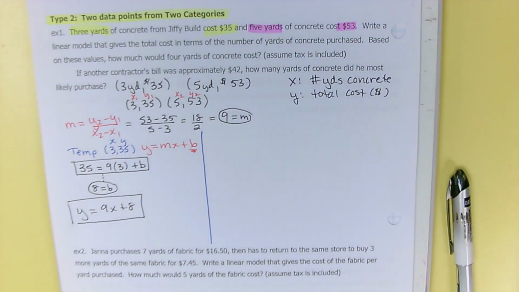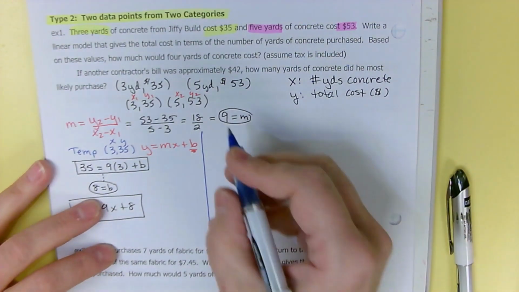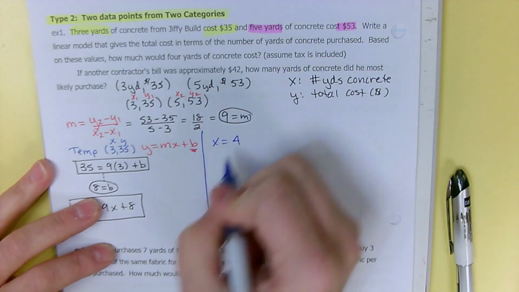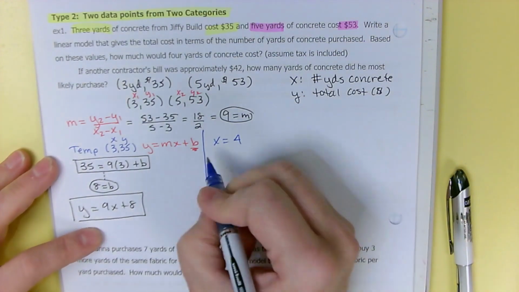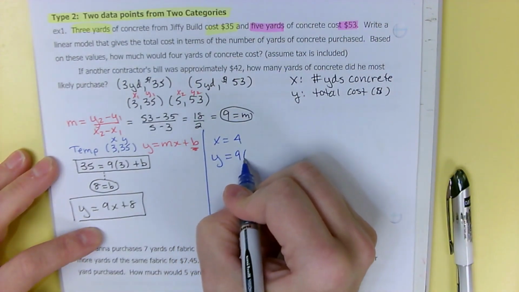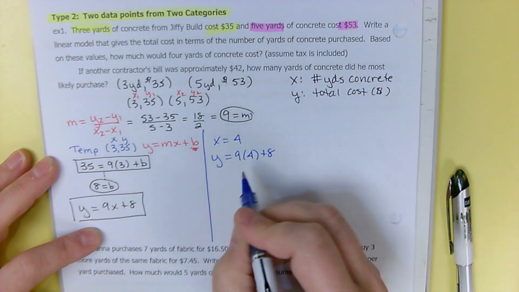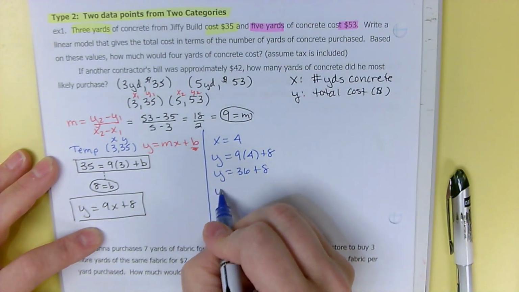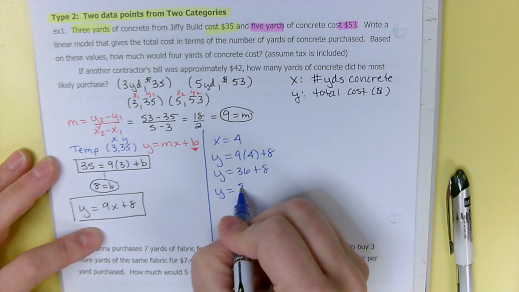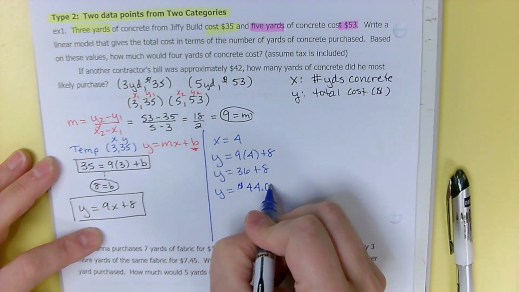Okay, the next question. How much would 4 yards of concrete cost? Yards of concrete is your x. So we're going to do x equals 4 for yards of concrete. We're going to substitute it into our equation. So y equals 9 times 4 plus 8, which is 36 plus 8, or 44. So it's going to be $44.